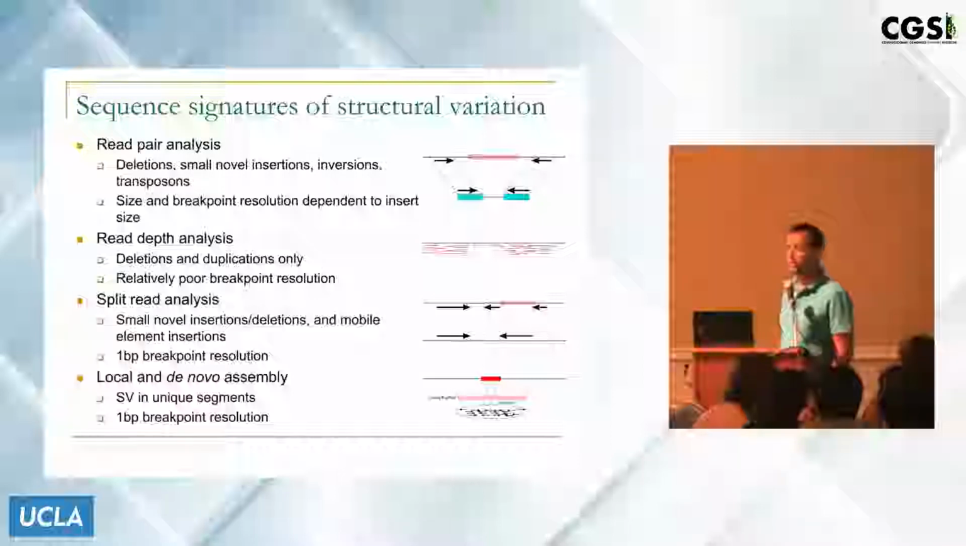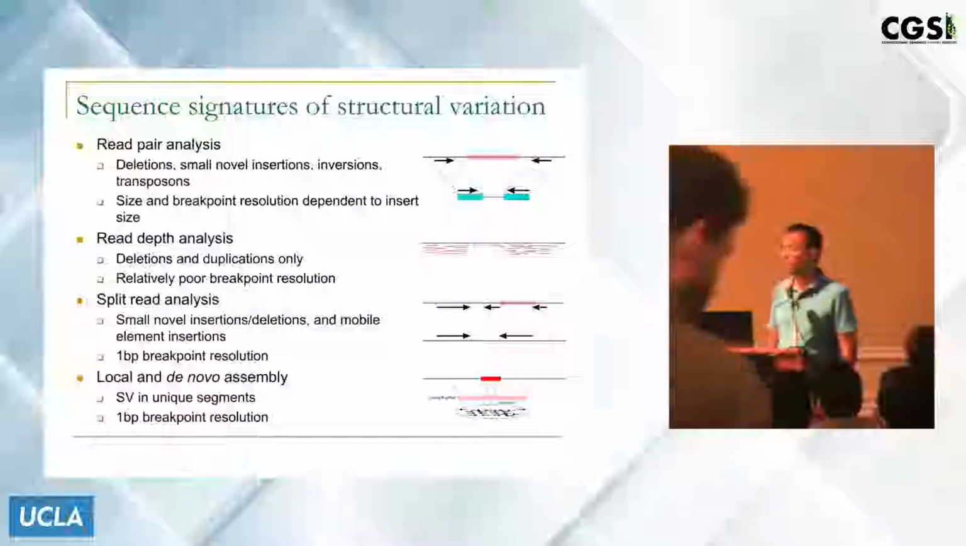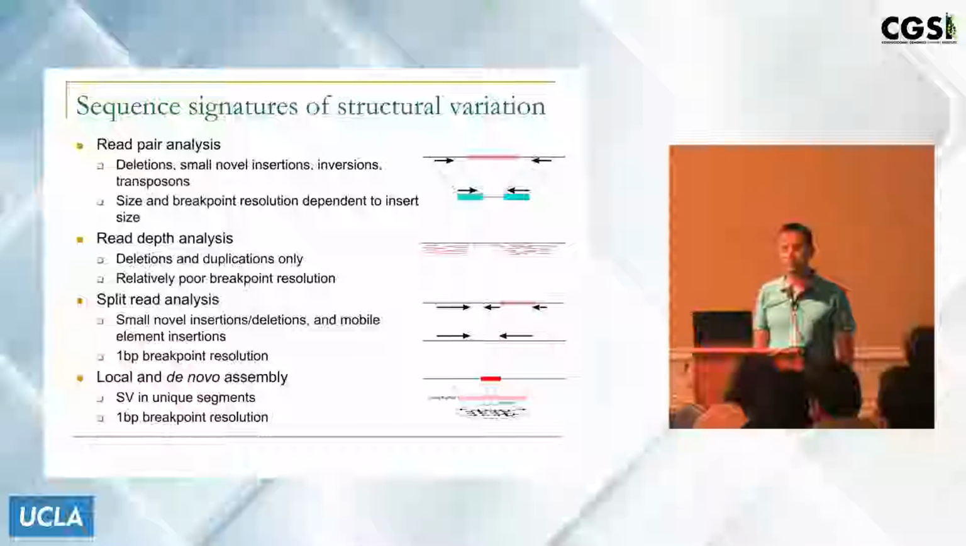You can do read depth. This was actually the first method developed back in 2002, way before high throughput sequencing. Again, you just take those reads, map them to the genome, and then you just count them in a sliding window. If you see a depletion of reads, that's going to signal a possible deletion. If you have an increase, it's going to signal a possible duplication.